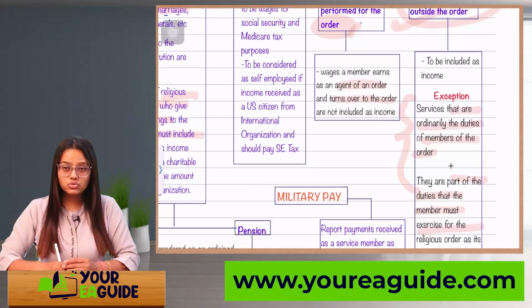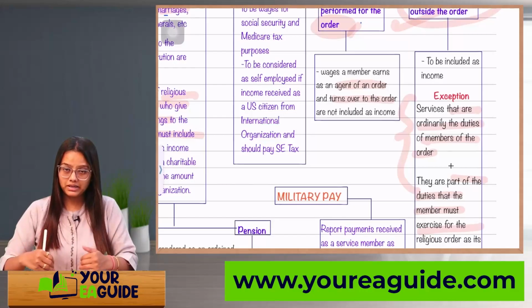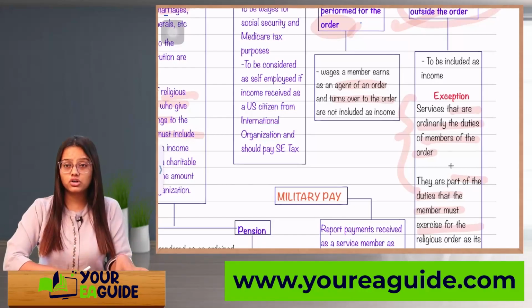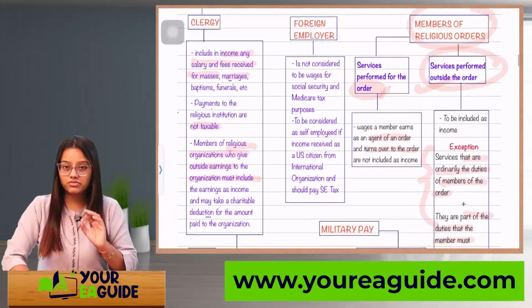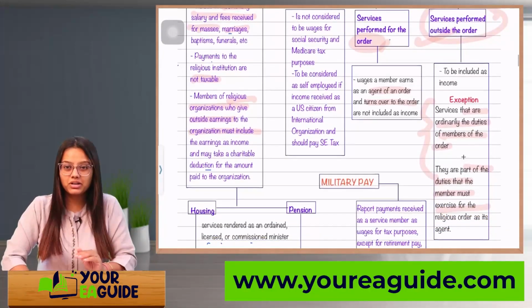So in that situation, if you're going to earn some income, it will go straight away to the church, no need to include it in income. Clear, guys? So don't get confused. Read the theory properly. This is just a revision. Again, I'm giving a disclaimer.